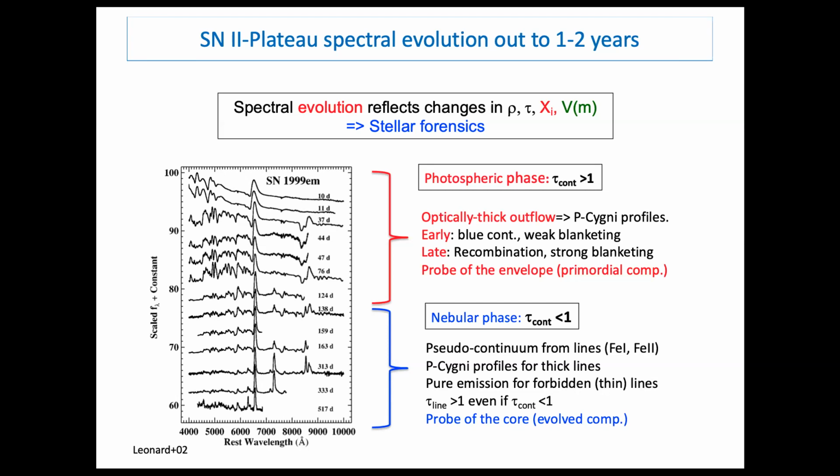So obviously here you probe at early times the outer parts of the ejecta, what used to be at the surface of the massive star, and at late times you probe the core. So what was impossible to see earlier on when you had the star.